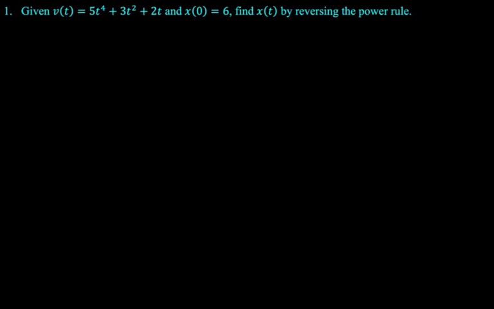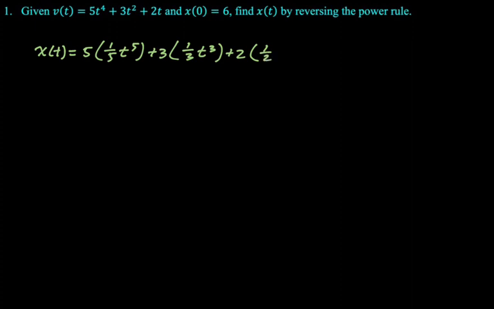So that's our goal. We're going to add 1, multiply by the reciprocal, plus 1 times the reciprocal. That's how I say it every time in my head. So I'm basically going to initially ignore the 5, 3, and 2, those coefficients. And I'm going to say that x of t is 5 times... I'm going to plus 1 to the exponent gives me 5, so 1/5 t to the 5th. 3, 1/3 t cubed, so plus 1 times the reciprocal. 2, 1/2 t squared, so it's plus 1 times the reciprocal.